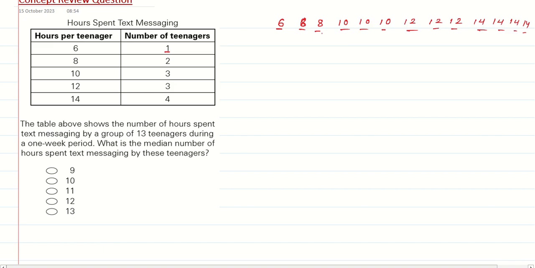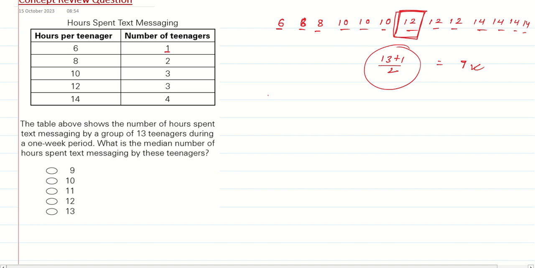Middlemost term. What should be the middlemost term? How many terms altogether? 13. So 13 plus 1 divided by 2, I'll get the middle term, no? That is the seventh term. So 1, 2, 3, 4, 5, 6, 7. That is my median.